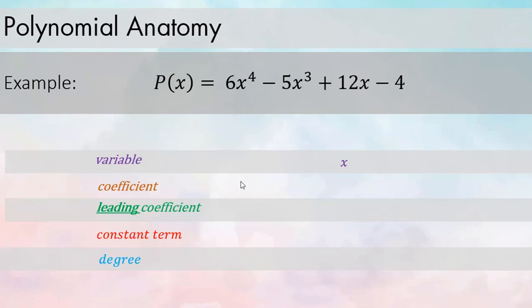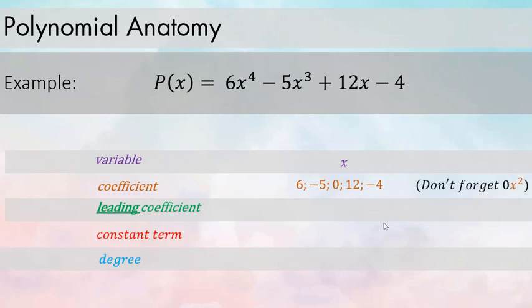We need to list all the coefficients in their decreasing order. First we have 6, and then move to the lower degree. We have negative 5, and then please do not miss the coefficient 0 here. It is the coefficient for the missing term, which is x to the power of 2. We do not have x to the power of 2, so we write the coefficient of it as 0. Moving on, we have 12 as the coefficient of x, and negative 4 is the constant term.